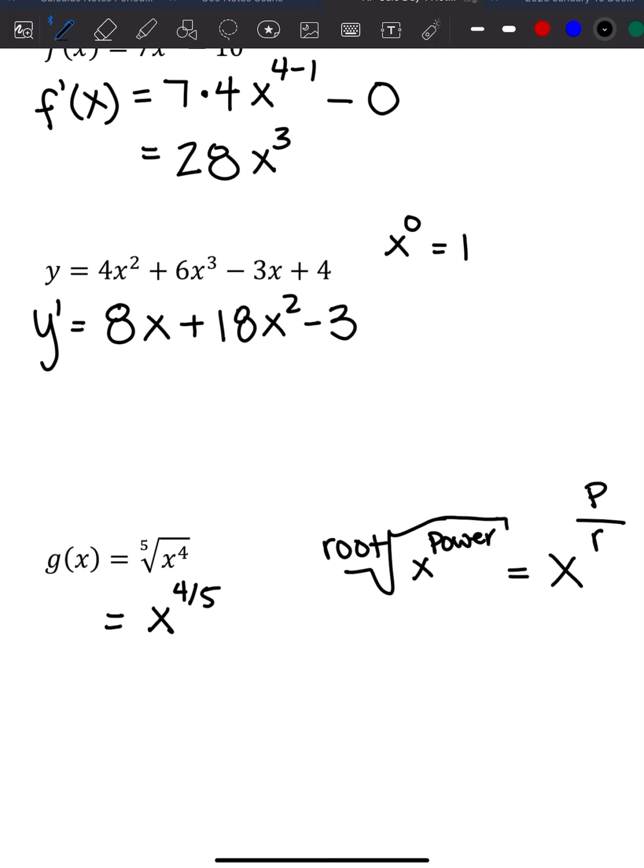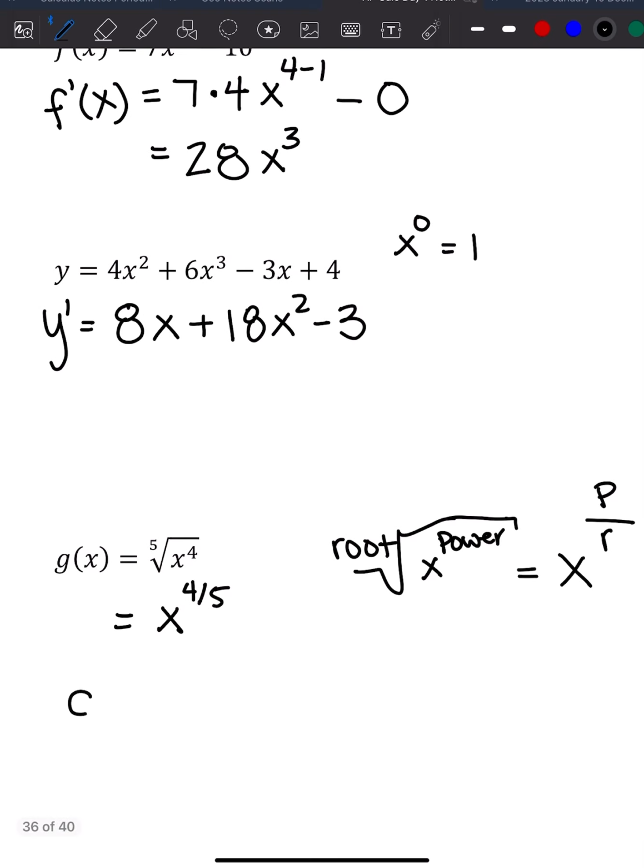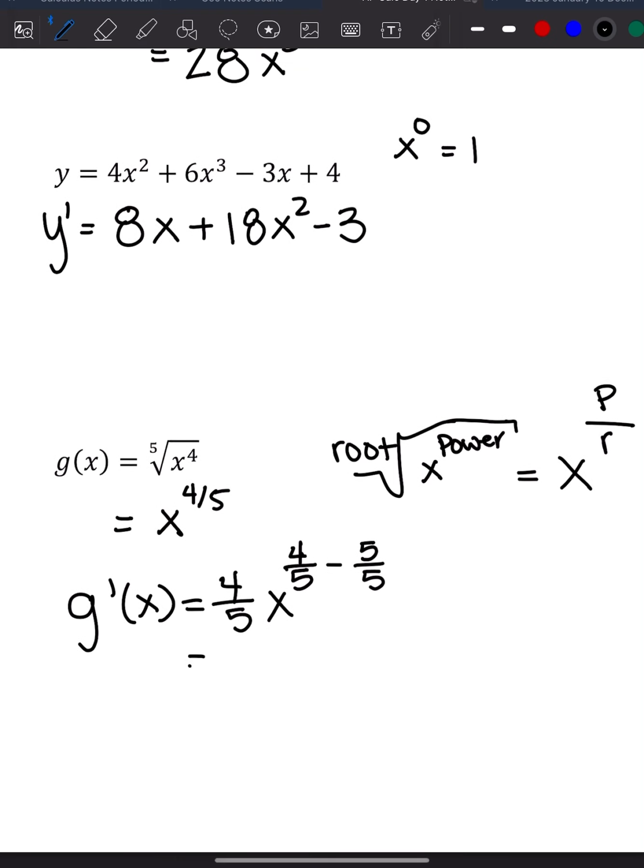From here, we can now take the derivative because we have x to a power. So I have g prime of x is equal to 4/5 x, because 4/5 times 1. And then we're going to take away 1. But when we take away 1, we're really taking away that common denominator version of it. So instead of taking away 1, we're going to take away 5 over 5. So we get 4/5 x to the negative 1/5 power.